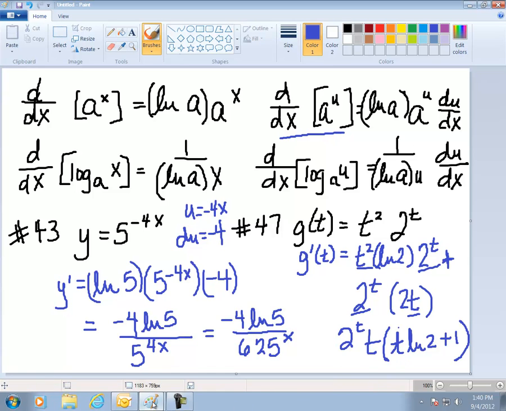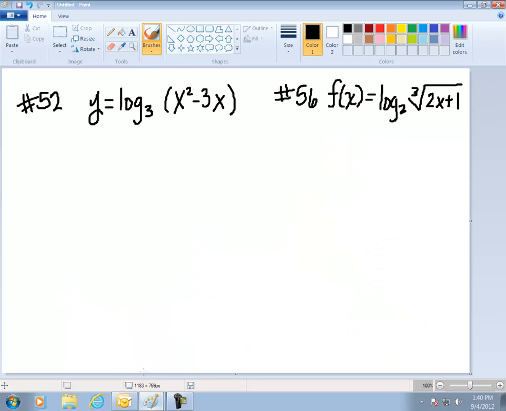Let's do 2 more examples, maybe not quite as simple. In this example, now I'm taking the derivative of a log, whereas before I was taking the derivative of an exponential. So in this first example, I want to find the derivative of log base 3. So I'm going to find y prime.